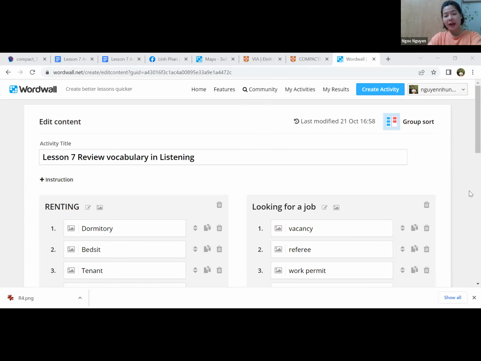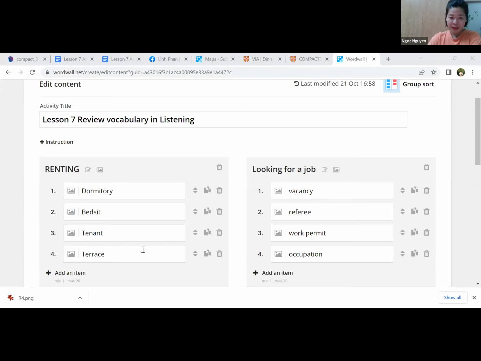Right, everybody, now I will share my screen and let's look at some of the words that appeared in the game that you have just played. Let's wait for me for about 5 seconds. And this is what it looks like from the teacher's account here. Some of the words that you guys learned in the topic renting or looking for accommodation.